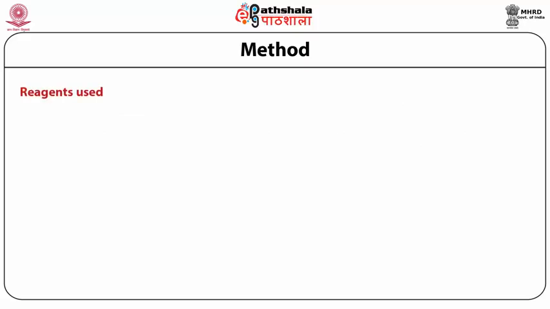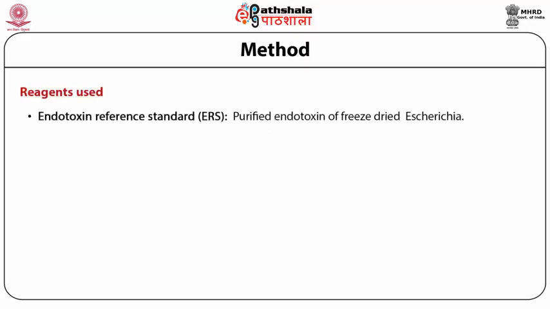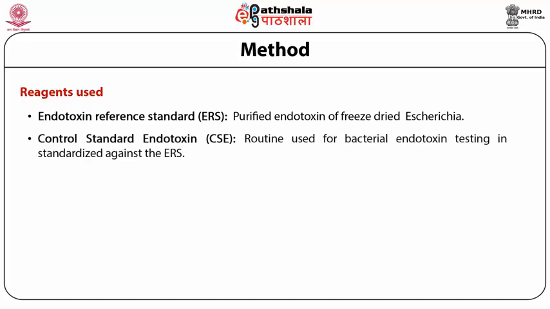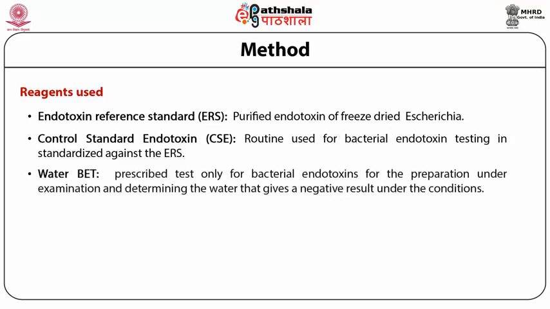The reagents used: first, endotoxin reference standard, ERS, purified endotoxin of freeze-dried Escherichia. Second is control standard endotoxin, that is CSE, routinely used for the bacterial endotoxin testing in standardized assays. Third, water BET, prescribed for the bacterial endotoxin test for the preparation of samples under examination and determining the water that gives a negative result under the conditions.